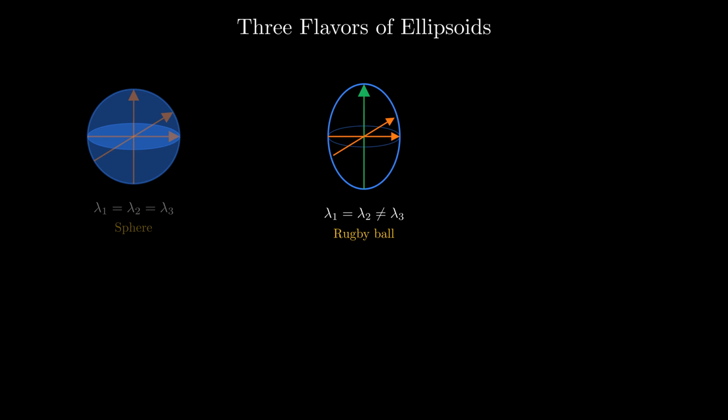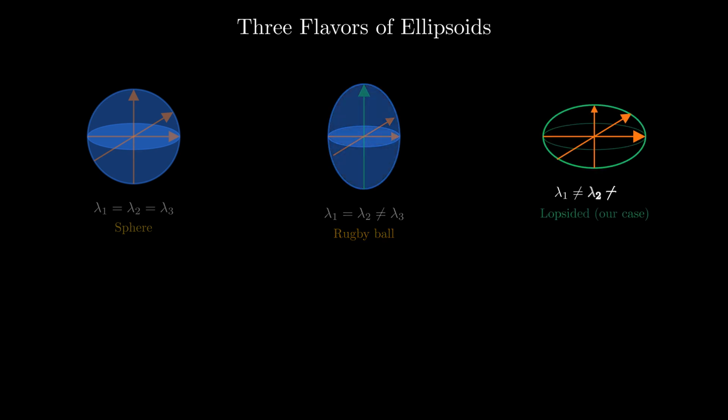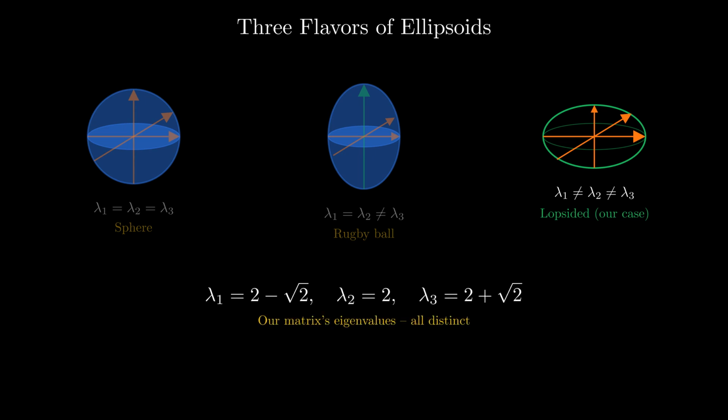There is one distinguished axis, either longer or shorter than the other two, and the other two axes together form a circular cross-section. Third, when all three eigenvalues are distinct, the ellipsoid is lopsided. It has three axes of three different lengths, like a stretched and squashed football. Now our matrix has eigenvalues 2 minus the square root of 2, 2, and 2 plus the square root of 2. All three are different.